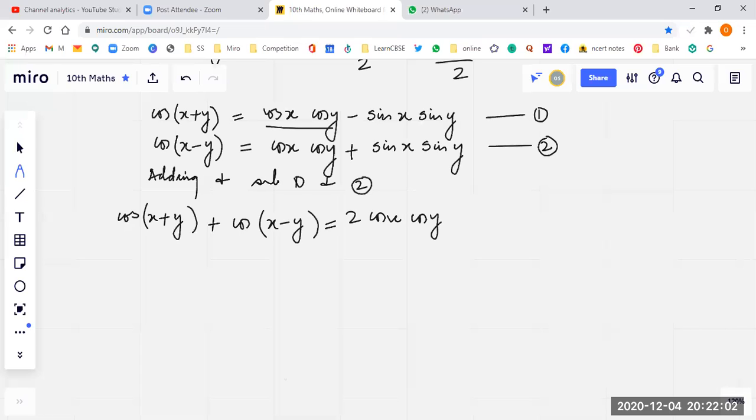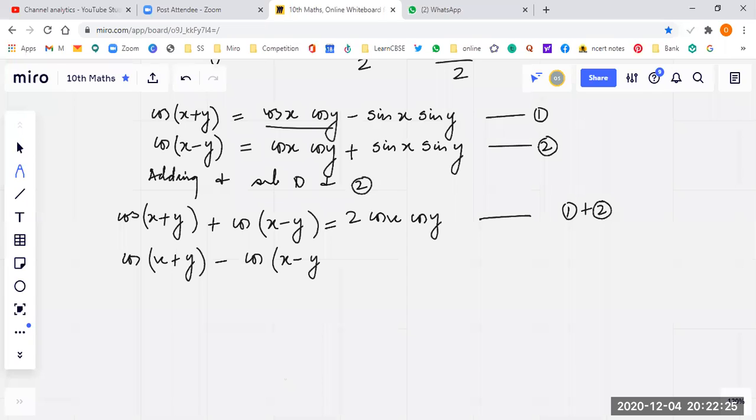So we got this. Now this we got by adding 1 and 2, 1 plus 2. And you can again write subtracting 1 and 2, right? Then what will you get? Cos of, now you subtract 2, x plus y. Now you do minus, cos of x minus y.